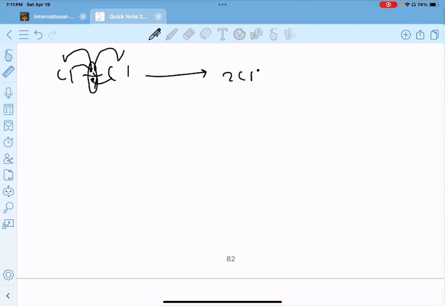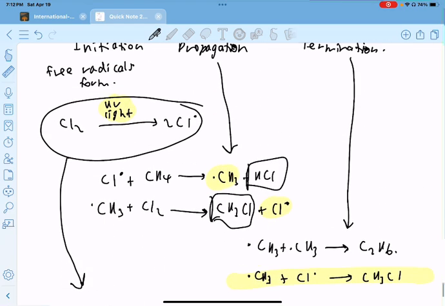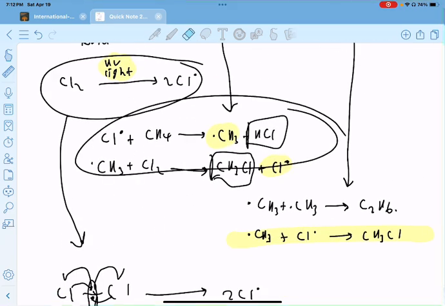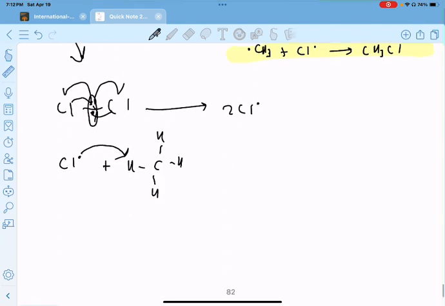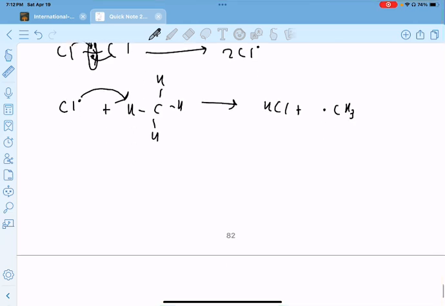The propagation step will be the Cl plus the CH3, okay? CH4, sorry. The arrow is always from the negative to anything else. In this case, it'll go to the H as we talked about here. As we can see, Cl plus H, it forms HCl, it takes the hydrogen, okay? And here you will form HCl plus the CH3 free radical, okay? That's one of the propagation steps.